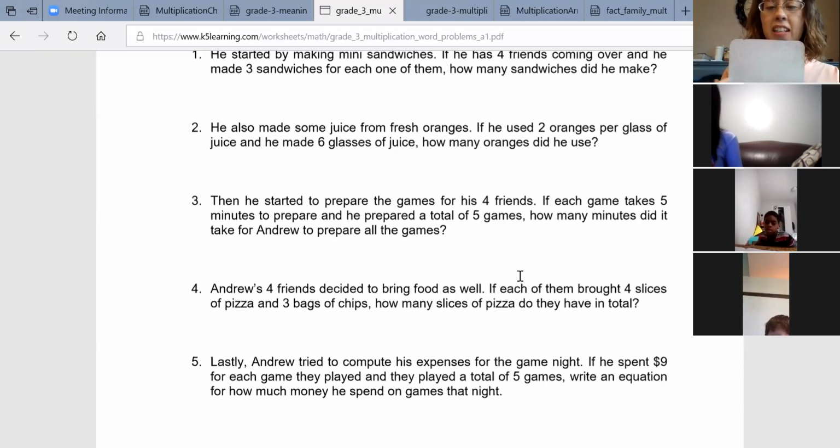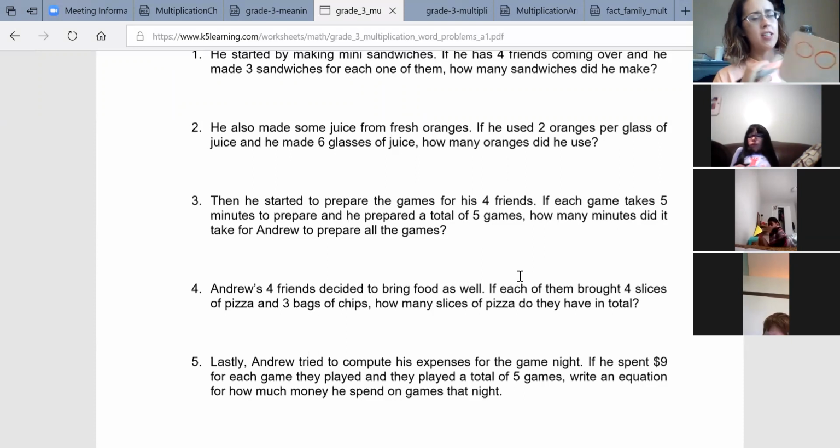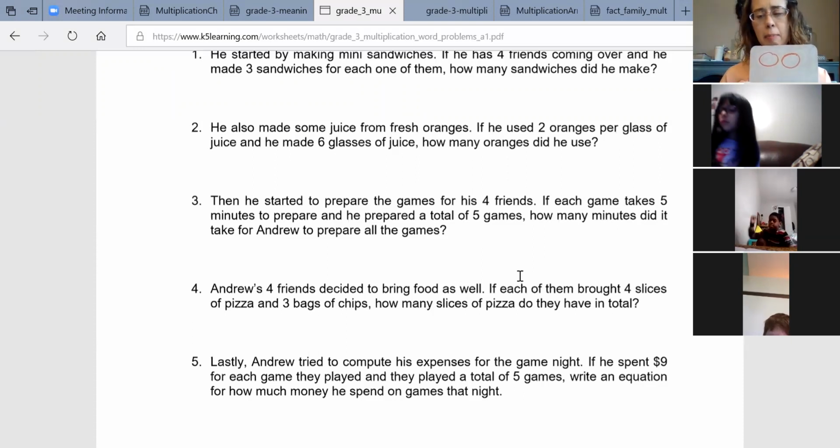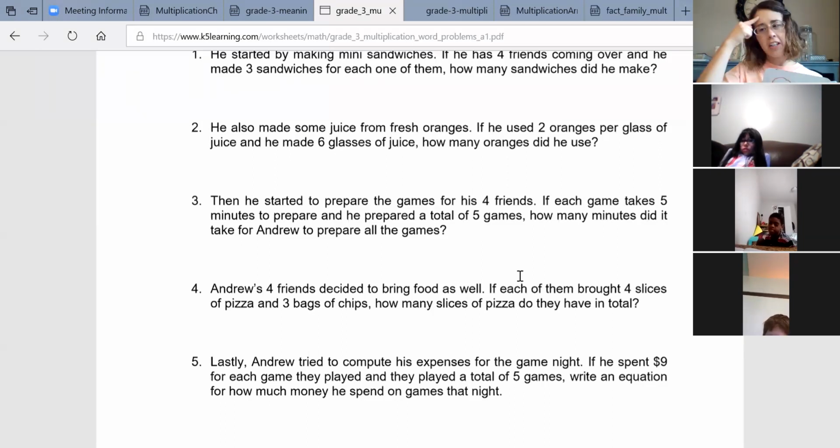Jameer, what would be the equal groups? Would we draw 6 for 6 glasses of juice or 2 for 2 oranges? 2 for 2 oranges. Okay, so if I draw 2 for 2 oranges, then I'm gonna put 6 cups inside of every orange? No. So that's where the strategy of picturing it in your head comes in. I could picture 6 cups in my head, and it would make sense to put 2 oranges, squeeze them in each one.